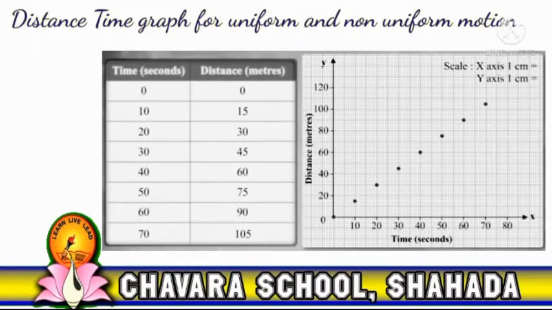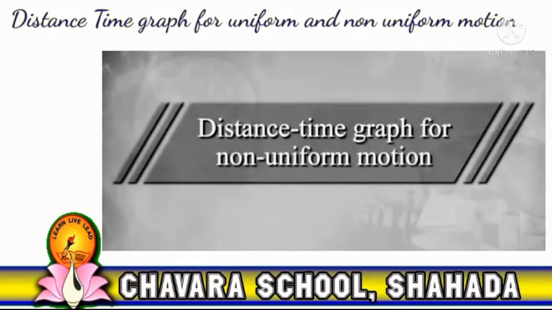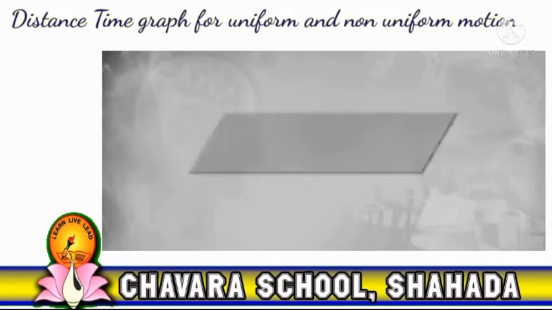An object in uniform motion covers equal distances in equal time intervals. Thus, the graph between distance and time is a straight line. Use your brain power. In the distance time graph above, what does the slope of the straight line indicate? Distance time graph for non-uniform motion.